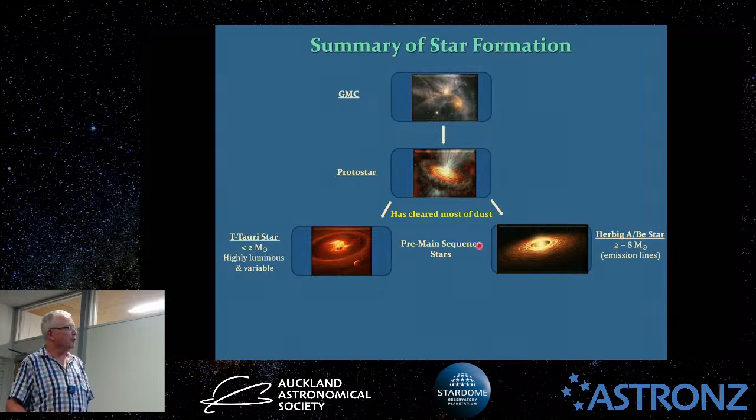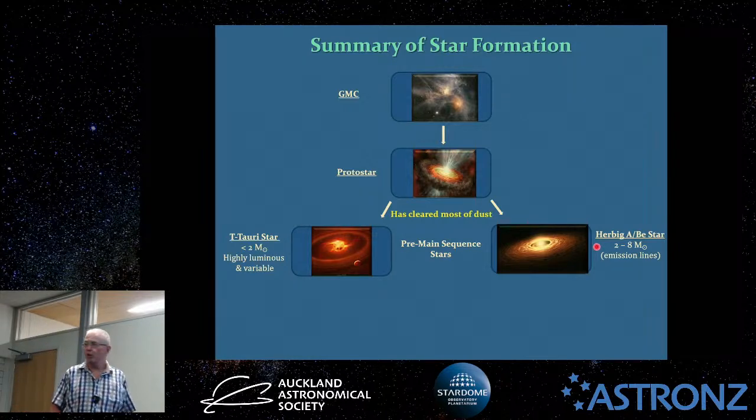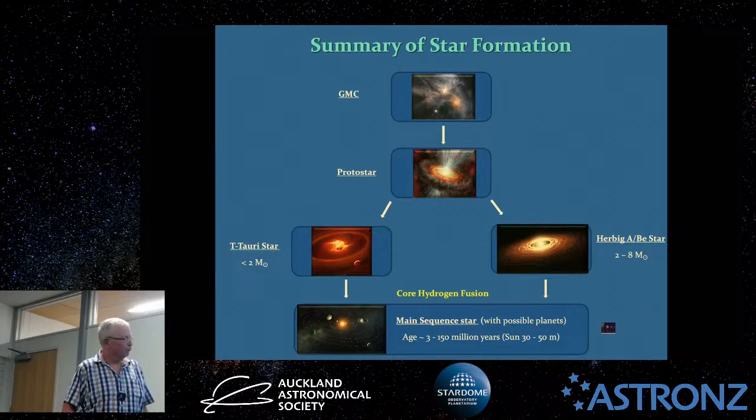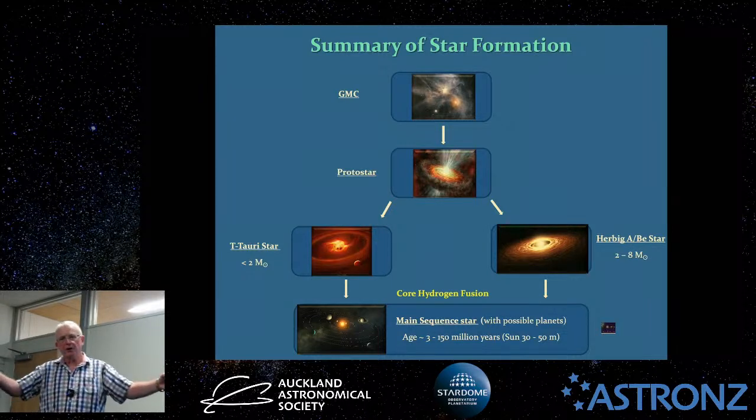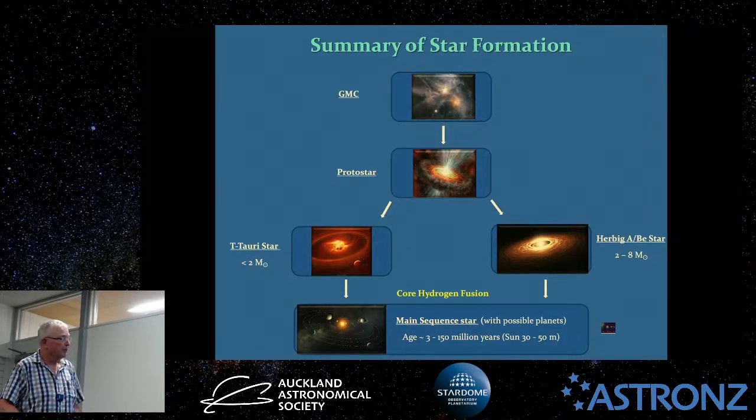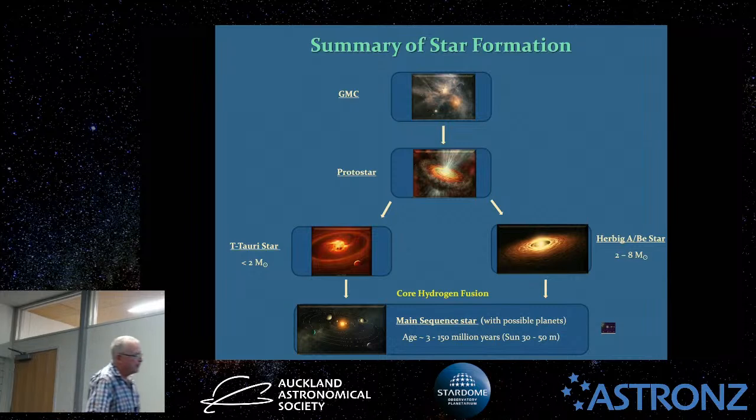And then you've got your Herbig stars over here, A and B stars, which are a lot hotter, and they have those prominent emission lines in their spectrum. Eventually, the core gets hot enough, up to 10 million degrees, to start fusing protons of hydrogen together to form helium for party balloons, and by definition you now have a mature star on the main sequence.